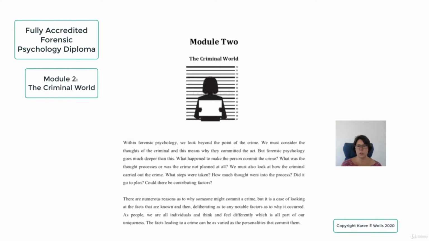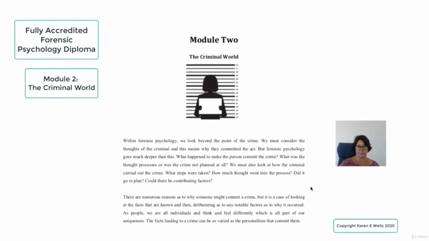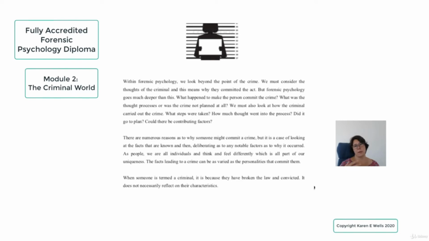We've also got to look at how the criminal actually carried out the crime. What steps were taken? How much thought went into that part of the process? Did it go to plan? And were there any other contributing factors to that? So there's numerous reasons, as we know, why people might commit a crime, but it's a case of looking at the facts that are known and then deliberating as to any notable factors as to why it occurred.